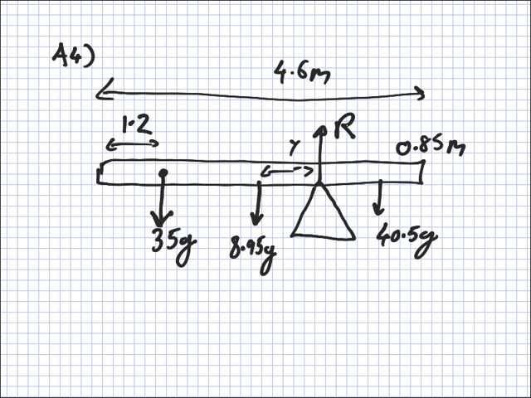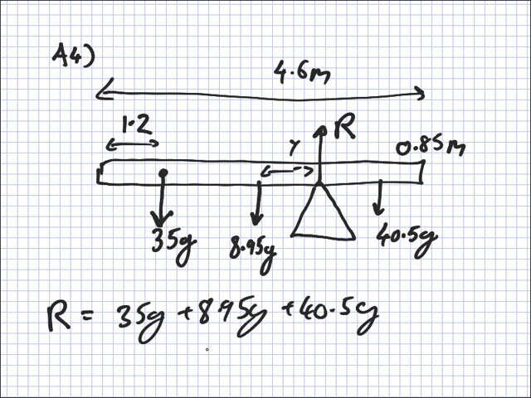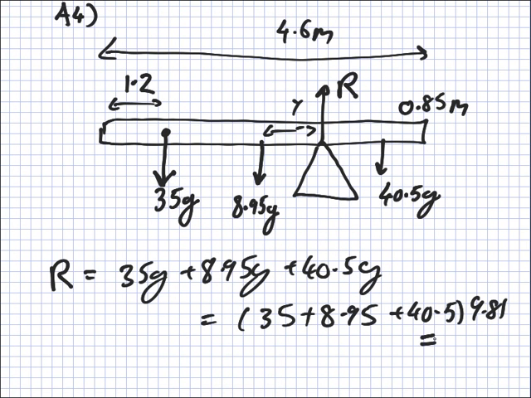So the first part is, what is the reaction? So that's easy, because the reaction has to equal 35G plus 8.95 G plus 40.5 G. So that is 35 plus 8.95 plus 40.5 times 9.81. You can get an answer there.